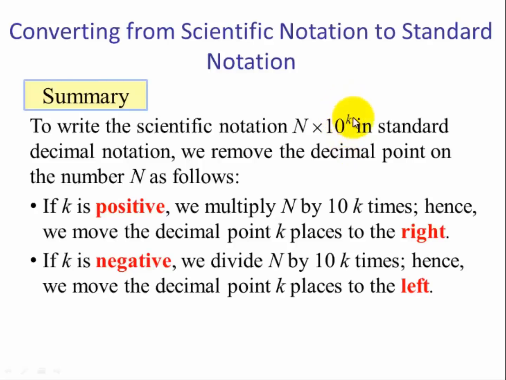So if k is positive, the number will be bigger. We move the decimal point k places to the right. If k is negative, we move the decimal point k places to the left. The number will be smaller.